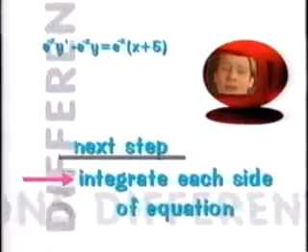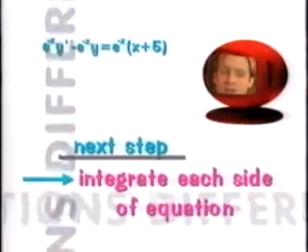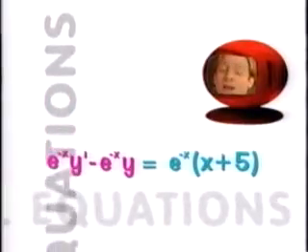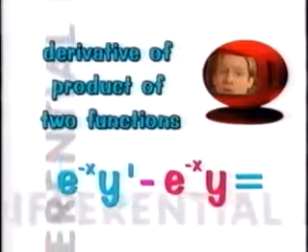So here's what we got. Now the next step would be to integrate each side of the equation. But before we do that, there's a nifty trick we need to do. Look at the left side of the equation. Look very closely. If you use your imagination, you can see that what we have here is the result of a product rule. These two terms represent what you get after you take the derivative of the product of two functions, in this case, e to the -x and y.